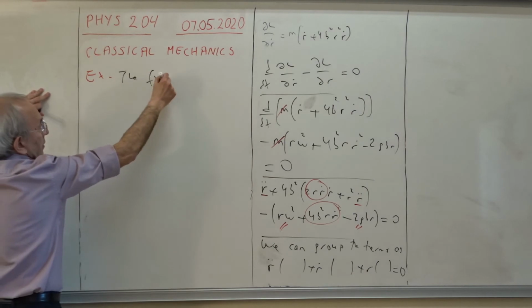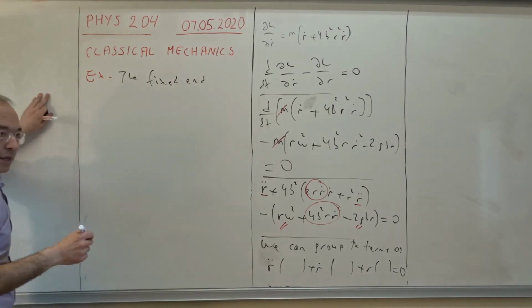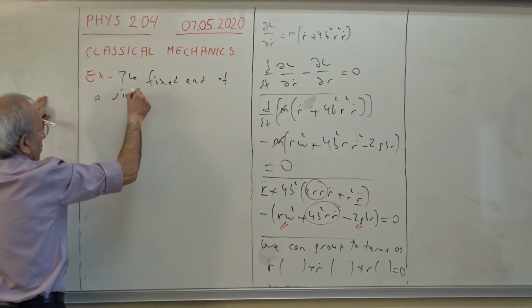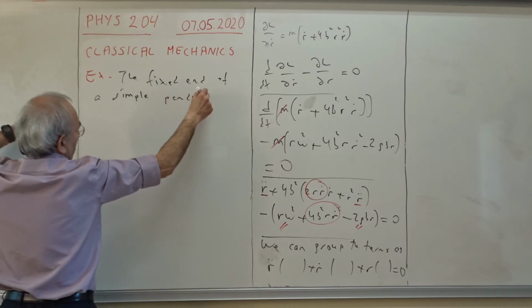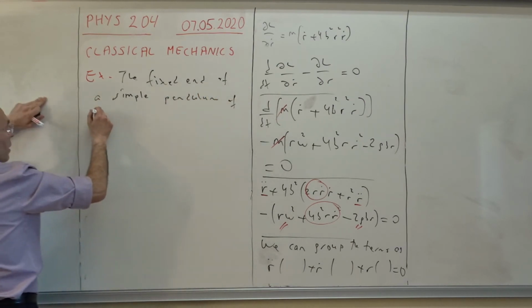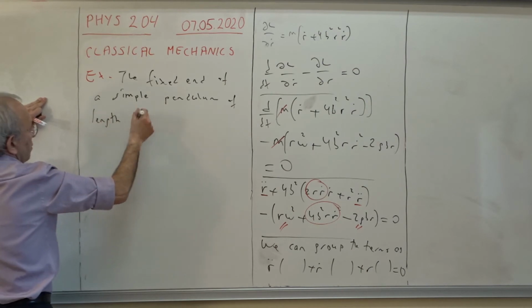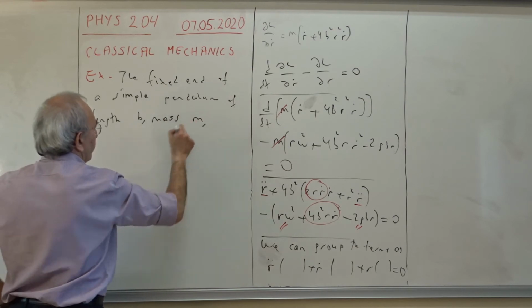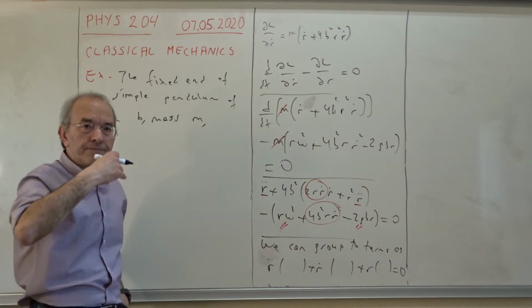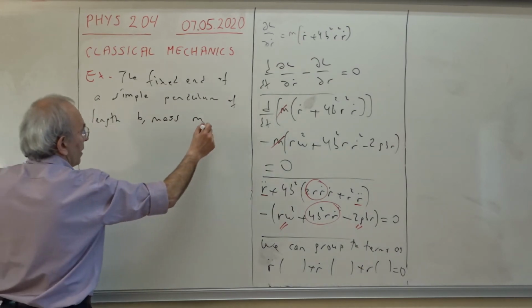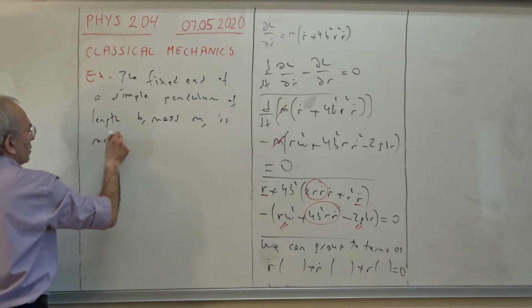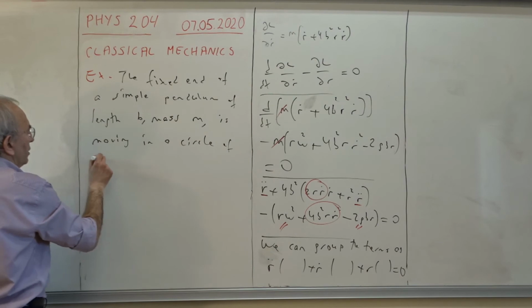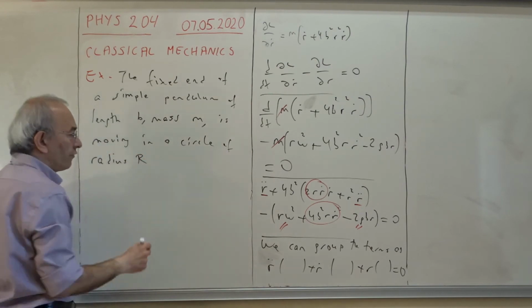The fixed end of a simple pendulum of length B, mass M, is now moving in a circle of, let's say, fixed radius r.